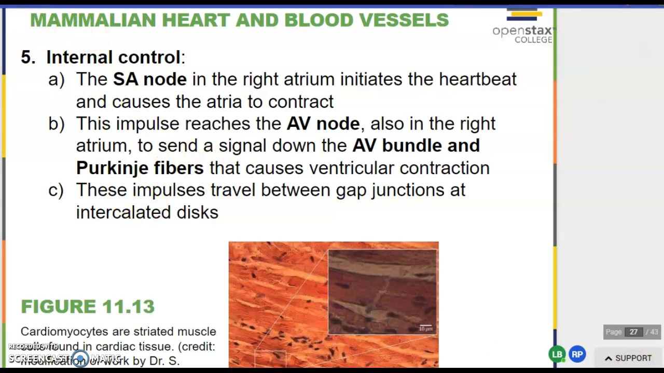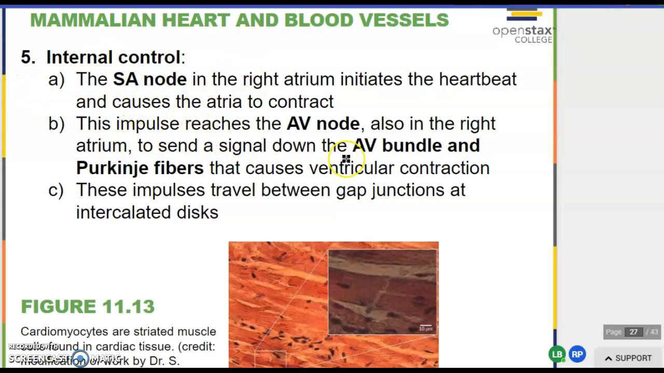Internal control. So for internal control, you have an SA node in the right atrium, and that's actually what initiates the heartbeat and causes the atria to contract. Remember, these are electrical impulses. And this is why if the heart stops beating, sometimes with the use of an electrical impulse they can start it beating again. So they kind of trick this SA node into starting back up.